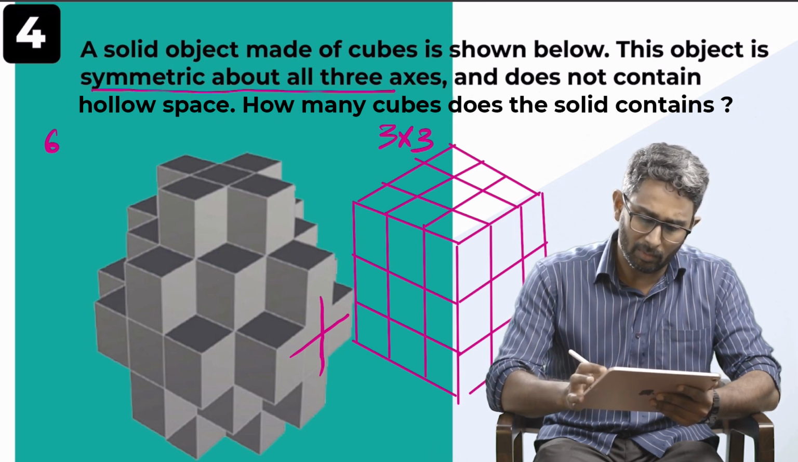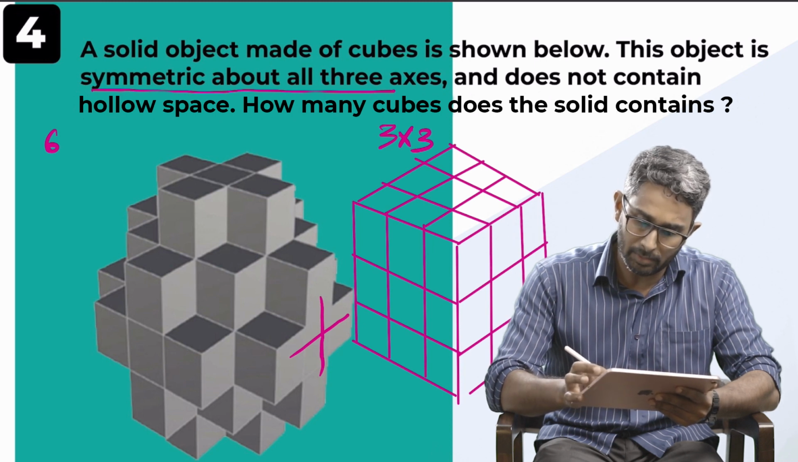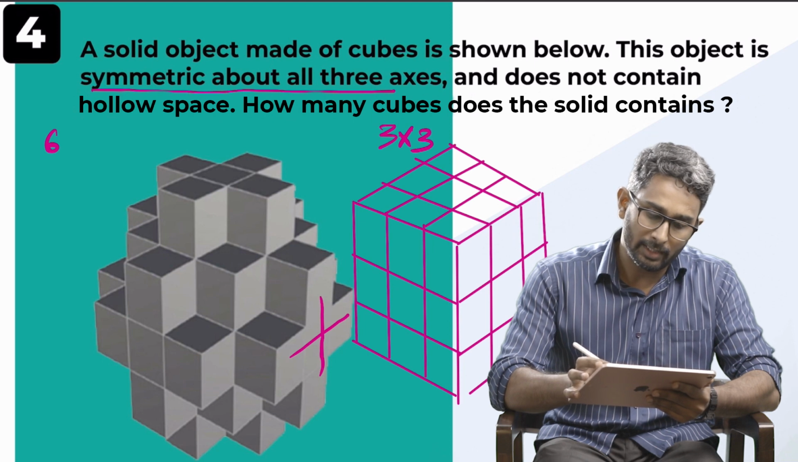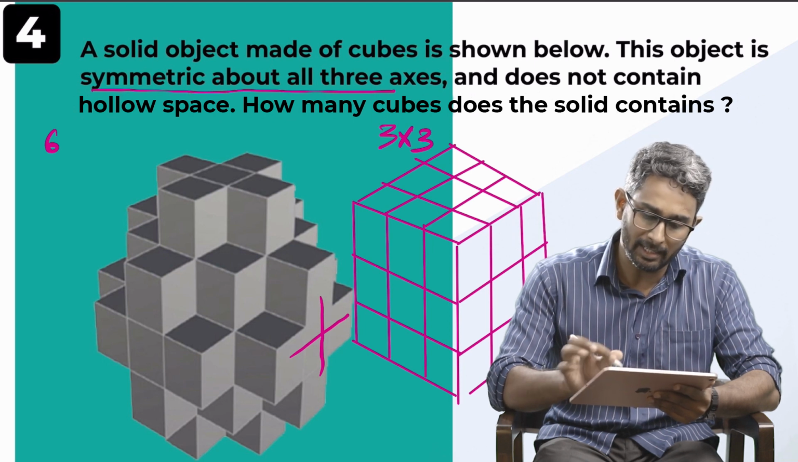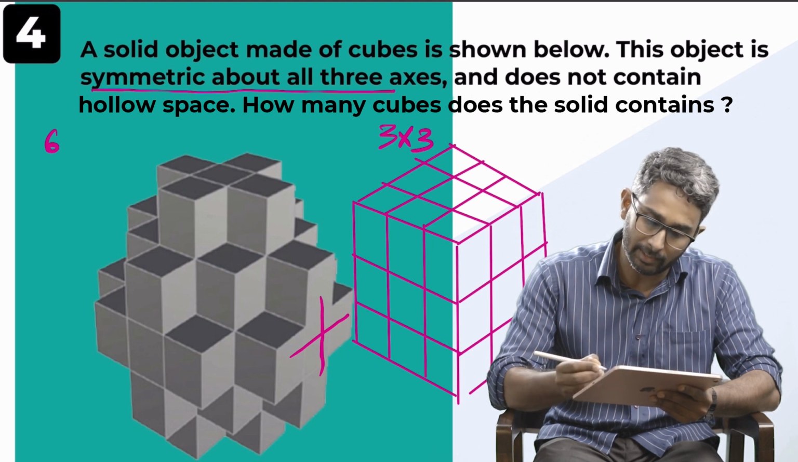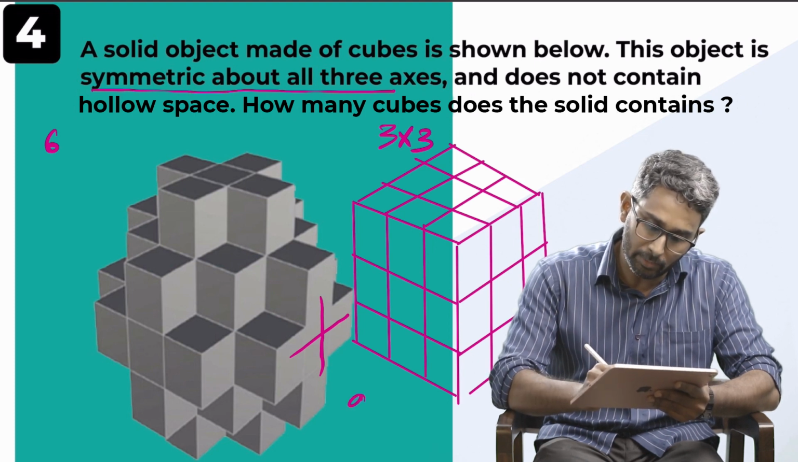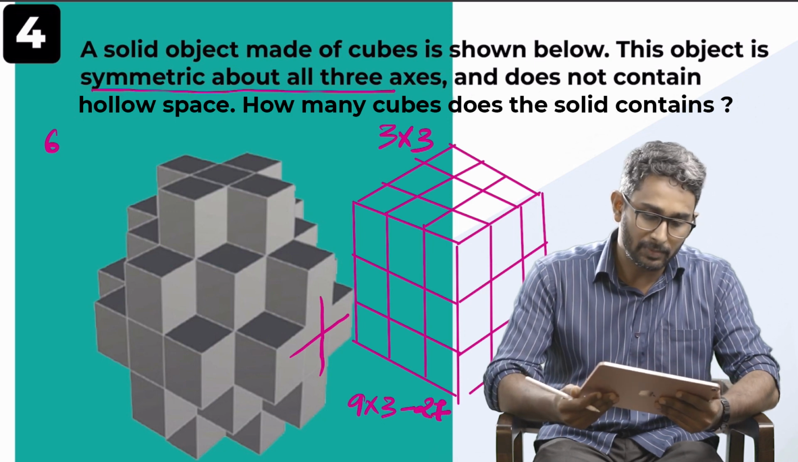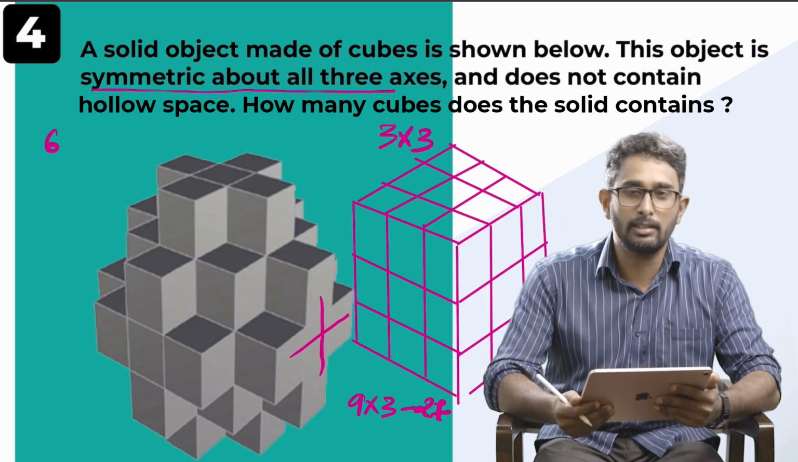So for each side there are 1, 2, 3, 4, 5, 6, 7, 8, 9. So there are 9 cubes per side. There are a total of 3 faces, 3 sides. So 9 into 3, there are 27 cubes present in this 3 by 3 cube.